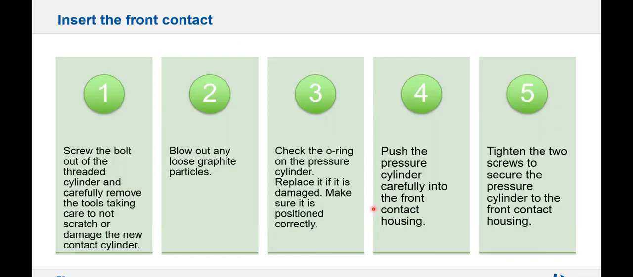So inserting the front contact, screw the bolt out of the threaded cylinder. Carefully remove the tools, taking care not to scratch or damage anything. Blow out any loose graphite particles. Check the O-ring on the pressure cylinder. Replace it if it's damaged. Make sure it's positioned correctly. And then push the pressure cylinder carefully onto the front contact housing and tighten the 2 screws to secure the pressure cylinder to the front contact housing. So now the front contact is done.